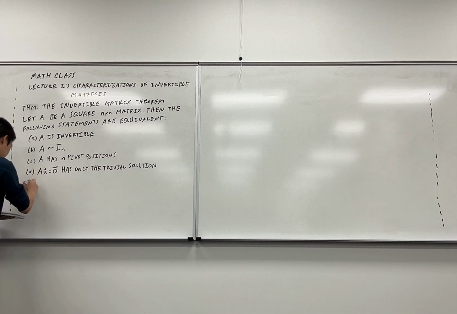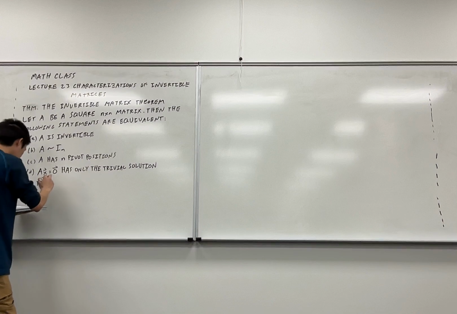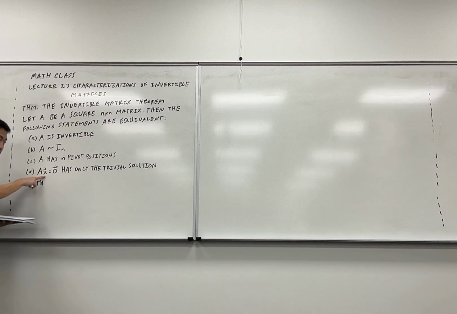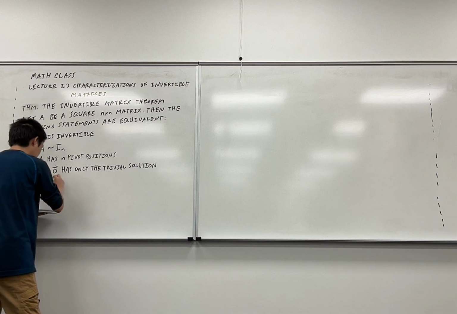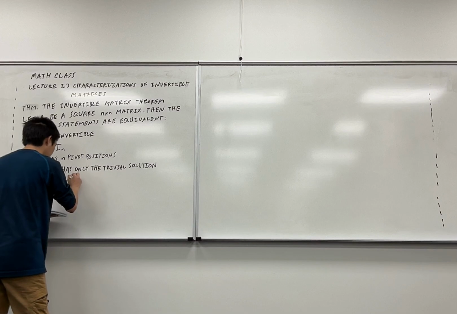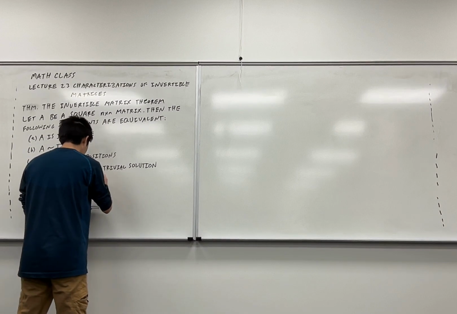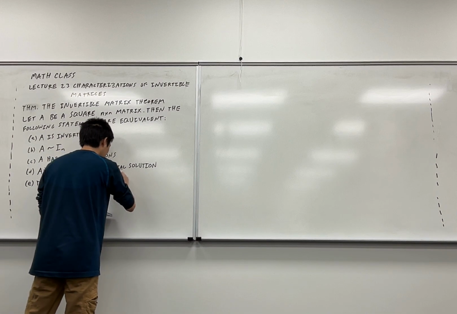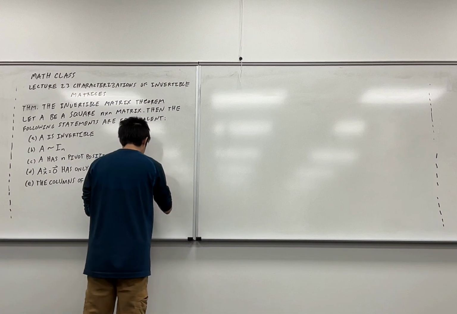See the part E here? So when we defined linear independence, knowing that this equation has only the trivial solution was part of how we defined what it meant to be linearly independent. So I could say that the columns of A form a linearly independent set.